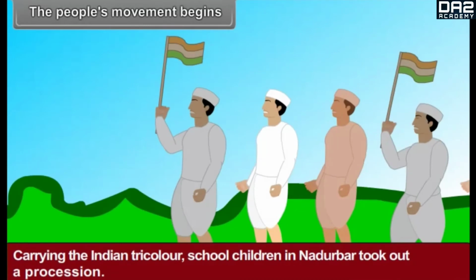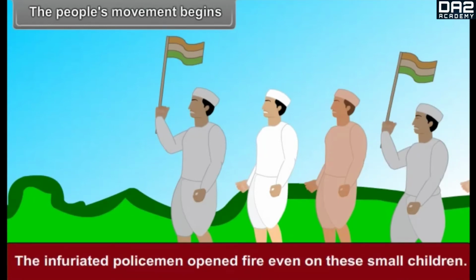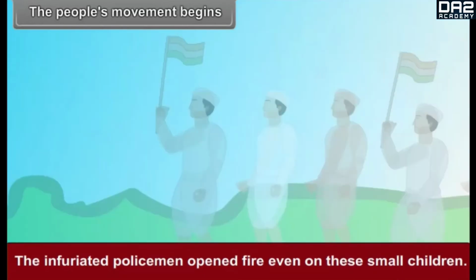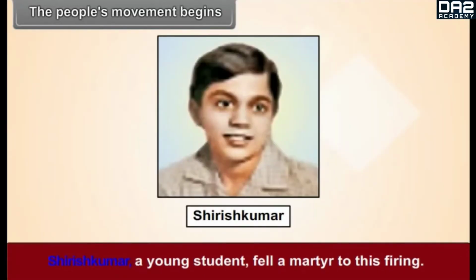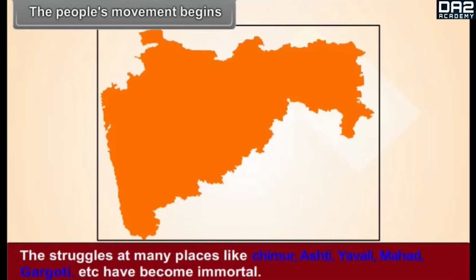Carrying the Indian tricolour, school children in Nandurbar took out a procession. They gave shouts of Vande Mataram. The infuriated policemen opened fire even on these small children. Shirish Kumar, a young student, fell a martyr to this firing. In Maharashtra, the young and the old alike struggled with great tenacity and courage. The struggles at many places like Chimur, Ashti, Yavli, Mahad, Gargoti, etc. have become immortal.